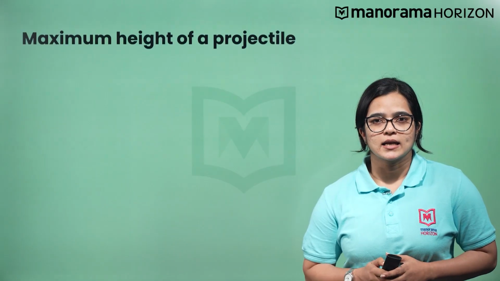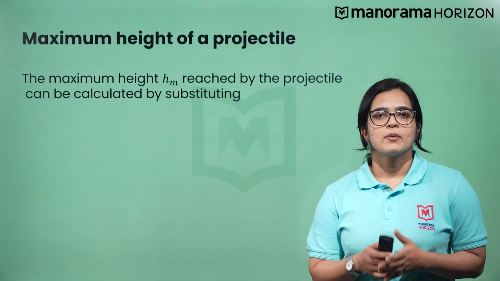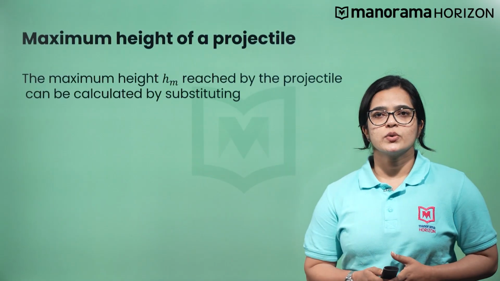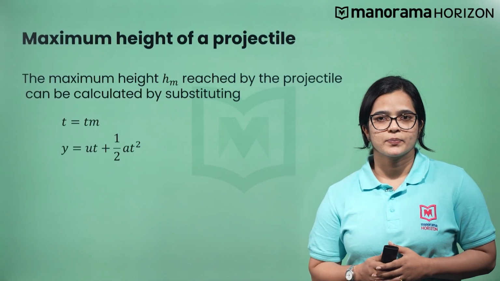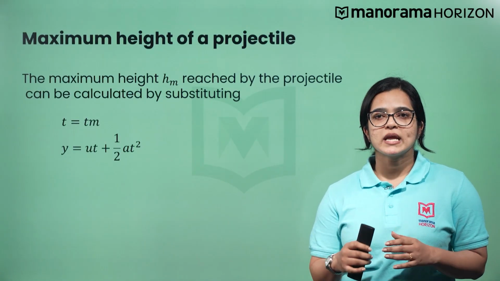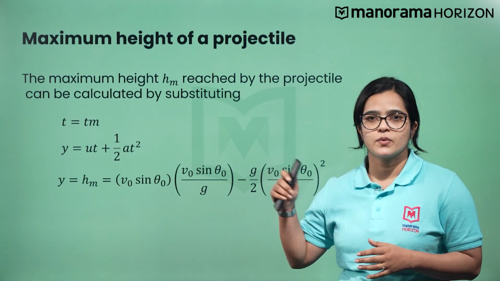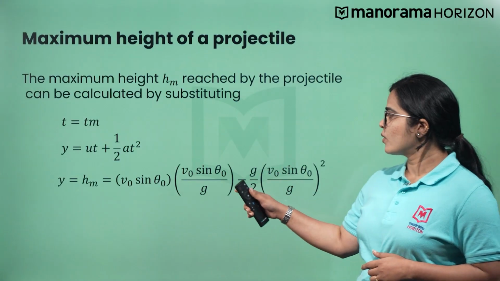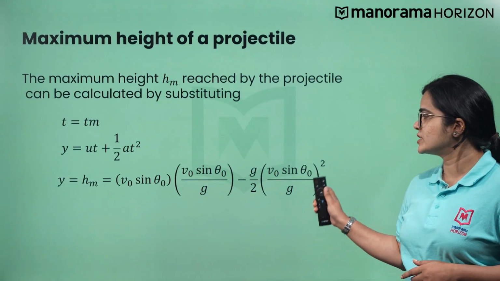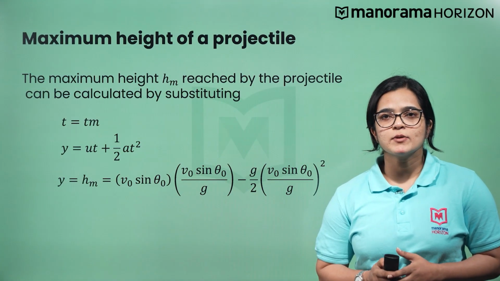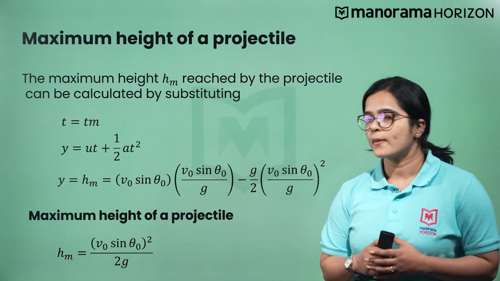The maximum height hm reached by the projectile can be calculated by substituting t equals Tm and using the equation y equal to ut plus half at square. By substituting the values of time to reach the maximum height and velocity in y direction, we get hm equal to V0 sine theta 0 times V0 sine theta 0 by g minus g by 2 times V0 sine theta 0 by g the whole square. Therefore, the maximum height of the projectile is given as hm equal to V0 sine theta 0 whole square by 2g.